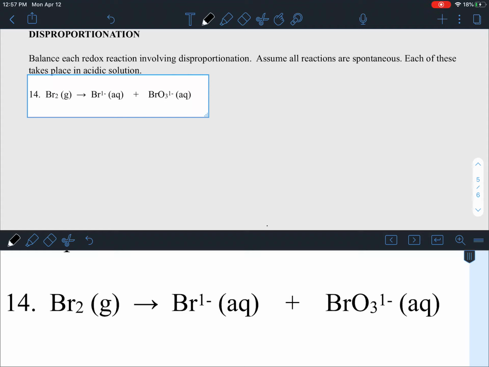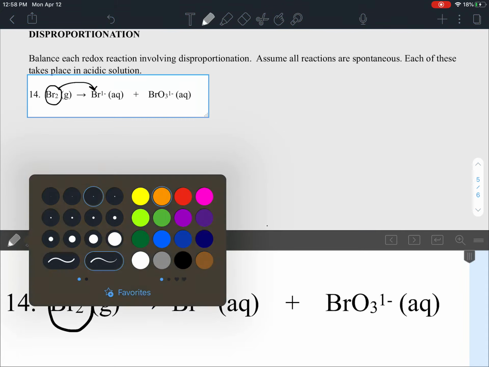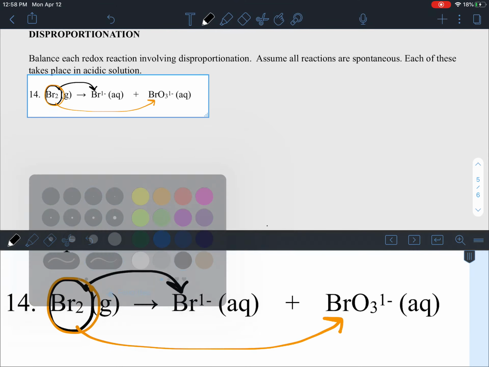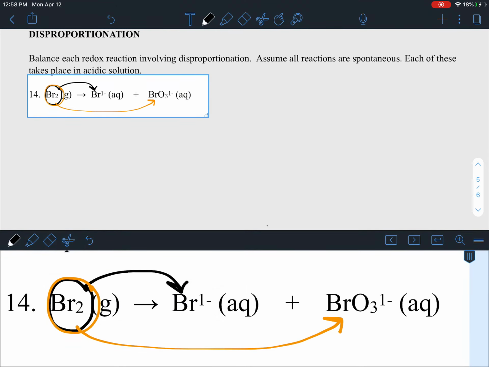Disproportionation equations, typically you're going to see these with decomposition reactions where it's the molecule that is interacting with molecules of its own that is going to cause the decomposition to actually occur. So when you're actually writing out your half reactions, you're going to go ahead and write out two separate ones. So one will be this Br2 transforming into Br1 minus, and then the second one will be Br2 transforming into that BrO3 1 minus.